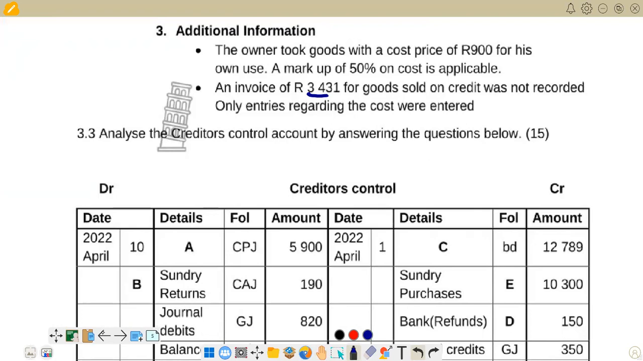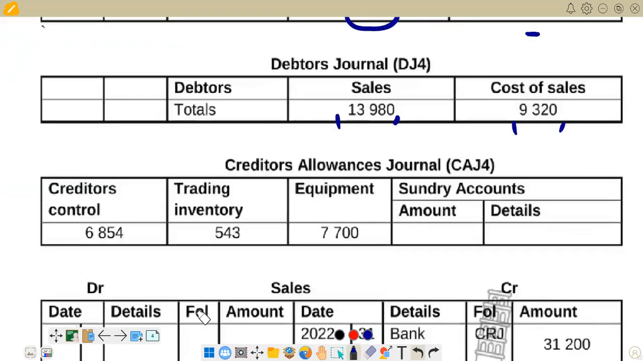Right. From there we have got, this is our debtors journal. Now we are on the creditors allowance journal, and we've got a column for trading inventory, whereby we have 543 that we have there.